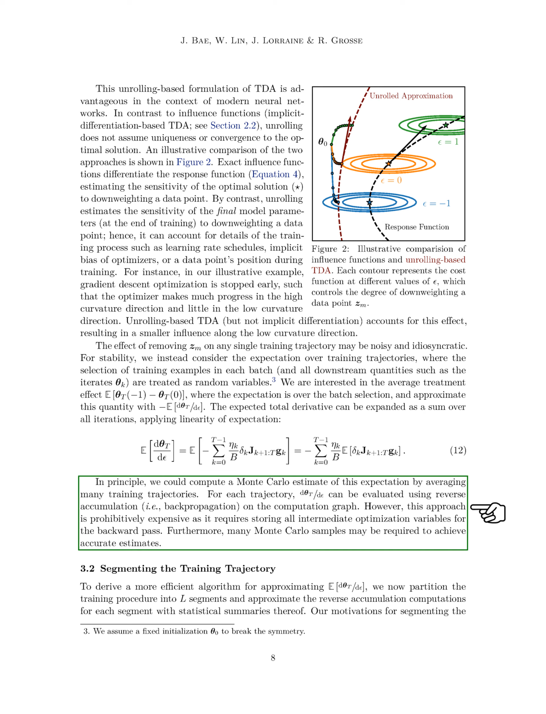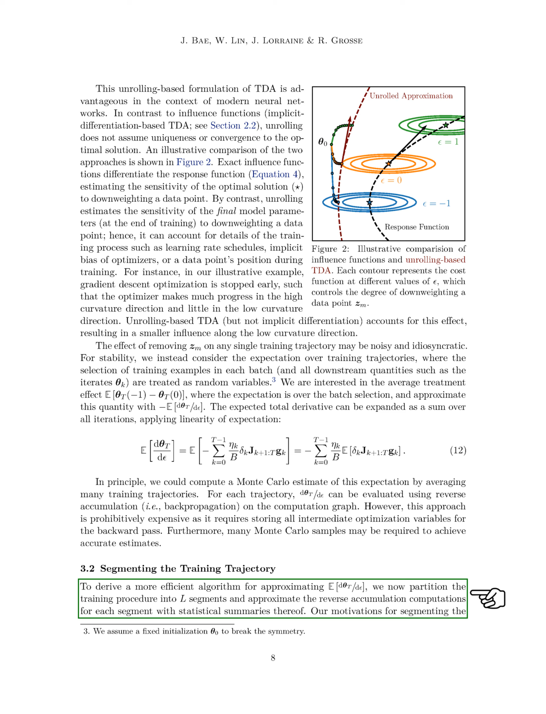Section: Segmenting the training trajectory. In this section, we segment the training trajectory to develop a more efficient algorithm for approximating the derivative of theta with respect to epsilon. We divide the training process into L segments to simplify the reverse accumulation computations for each segment using statistical summaries. The reasons for segmenting the training process are twofold.